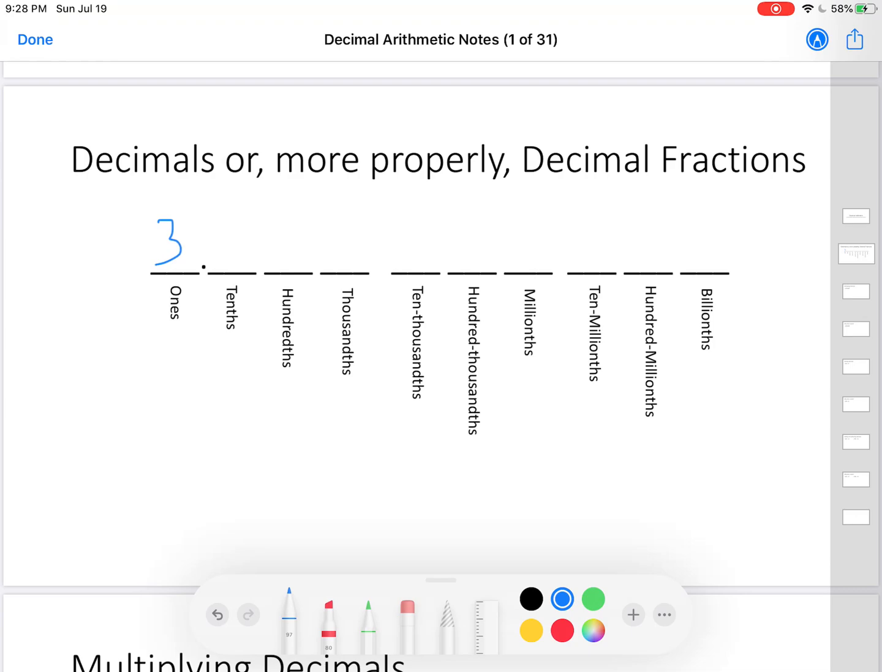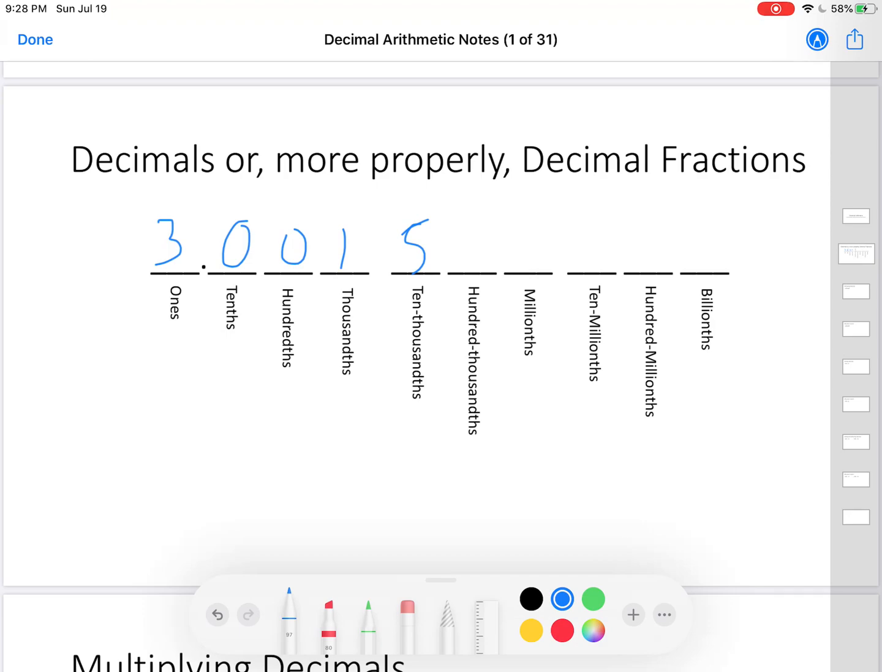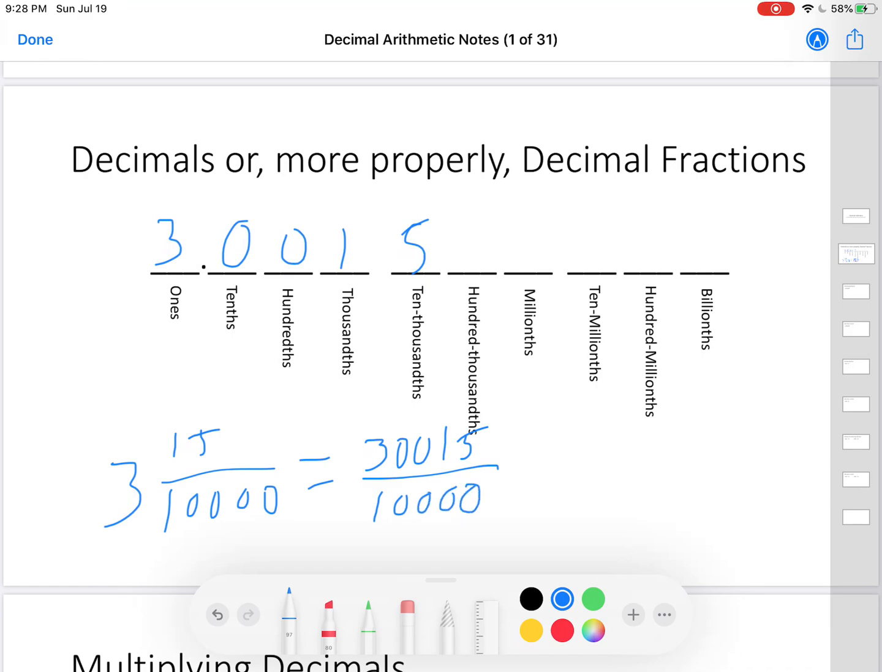So let's say I have a 3, then a 0, then a 0, then a 1, and a 5. That would be, as a mixed number, 3 and 15 ten thousandths, since the 5 is in that place. But as you know, mixed numbers are evil, so as a fraction it would be 30,015 ten thousandths. That can be simplified, but it doesn't have to be. As you can tell, it is written in A over B form, so therefore, this is a rational number. It is not an integer because it has a fractional part.